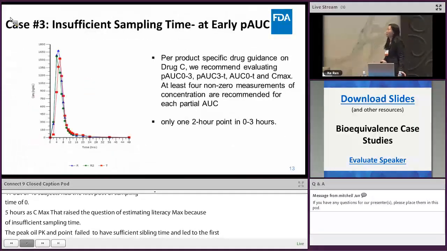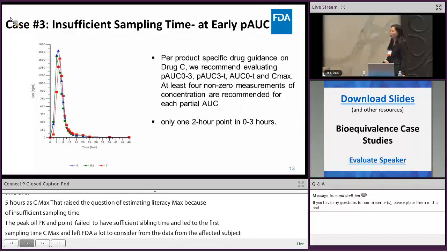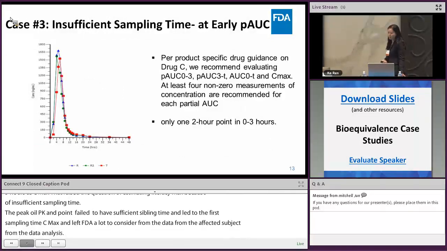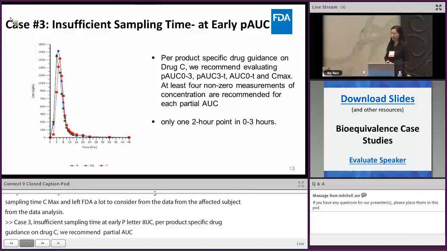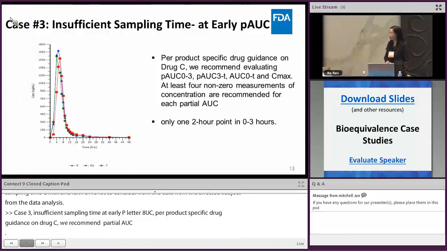So case 3, insufficient sampling time at early partial AUC. Per product-specific guidance on drug C, we recommend partial AUC in BE evaluation. For this one, we will recommend partial AUC 0 to 3 and 3 to T. At least 4 non-zero measurements of concentration are recommended for each partial AUC.